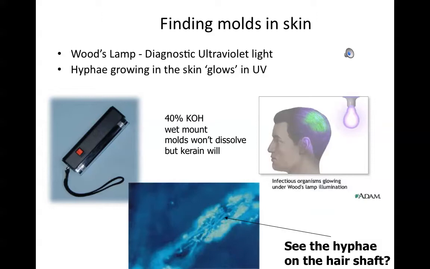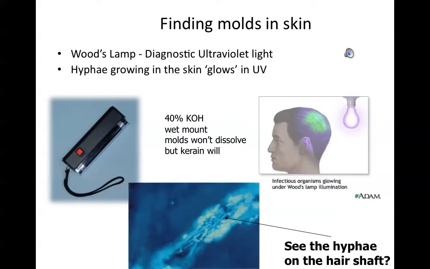If it doesn't glow, it doesn't mean you completely eliminate the possibility that it's a dermatophyte. Not all species of dermatophytes will glow in the presence of UV light, but enough of them do that you at least can begin to determine if, in fact, you have a fungal infection of the skin or the hair or the nails. If that doesn't work, then we would simply use a KOH prep.